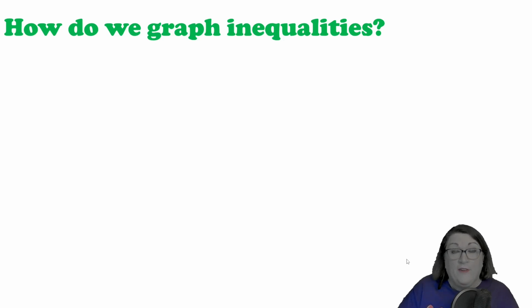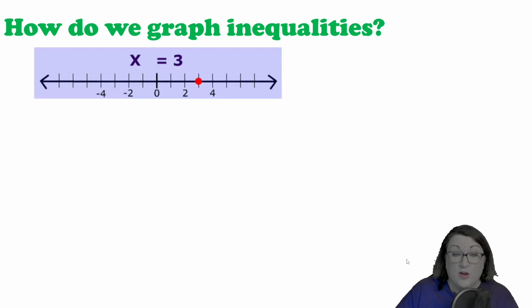How do we graph inequalities? This is actually not too challenging if you know what to do. First of all, graphing a point is just labeling a dot on the coordinate plane or on a number line. So if I was trying to plot x equals 3, I would just put a little dot right there, in between the 2 and 4, which would be the 3. That's where my point would go.